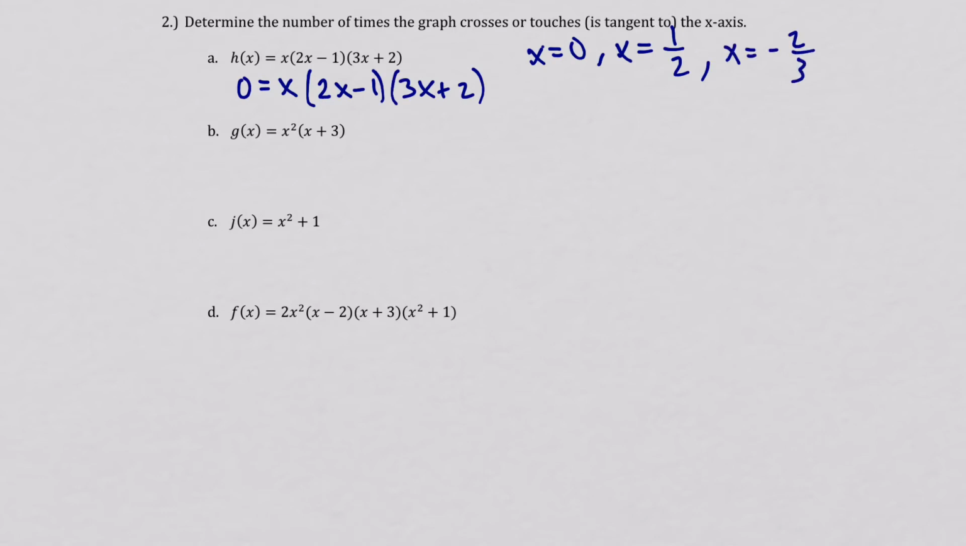Do any of those have a multiplicity that is not 1? No, each one of those only happens once, which means that their multiplicity is 1 for each one of them. So each one of these will cross, right? Each one of these zeros, the graph will cross through there. So this graph will cross 3 times, is our answer. Cross 3 times.